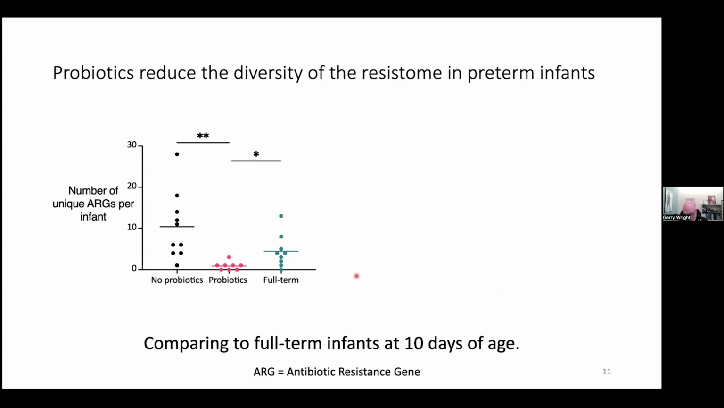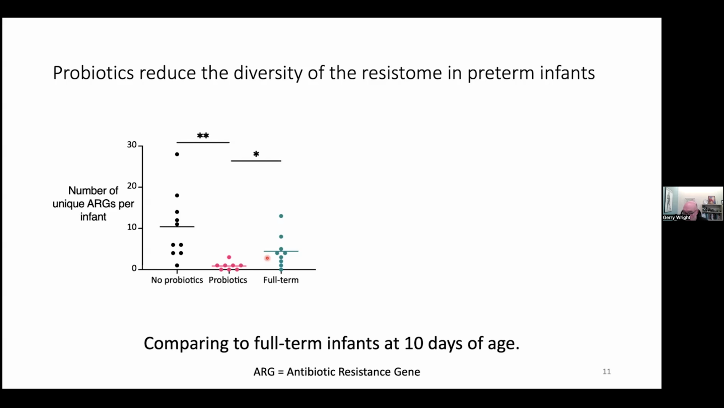And the caveat here is that this is a very small sample size, but it's encouraging to me, right? So the y-axis here is the number of unique antibiotic resistance genes per infant. And you can see that the preemies who did not get probiotics have a pretty high burden of resistance elements in their gut microbiomes, whereas for the babies who did get probiotics, that number was significantly reduced, even compared to full-term infants who were sampled 10 days after birth.